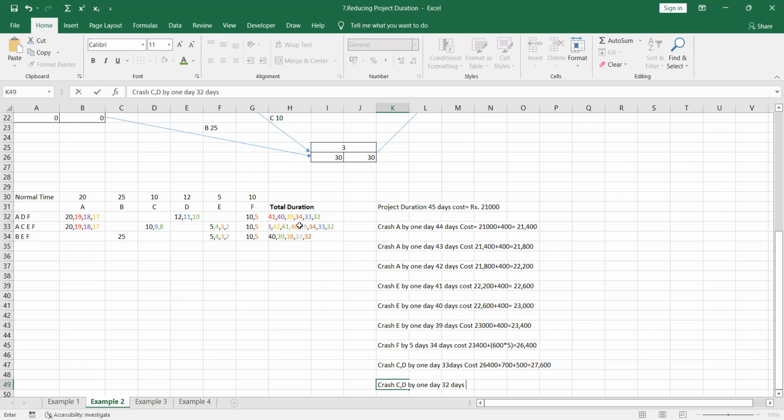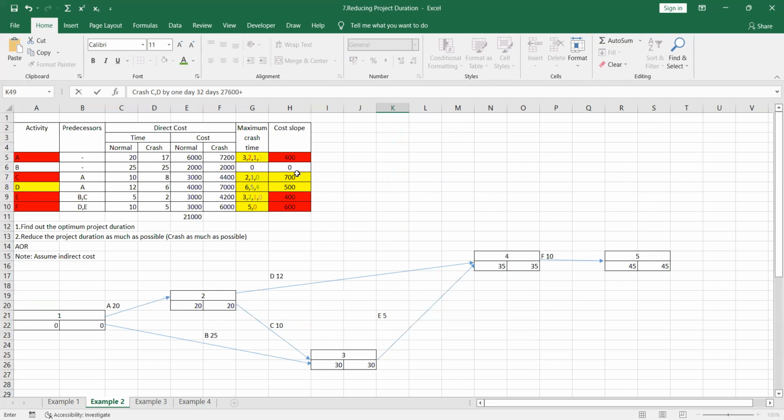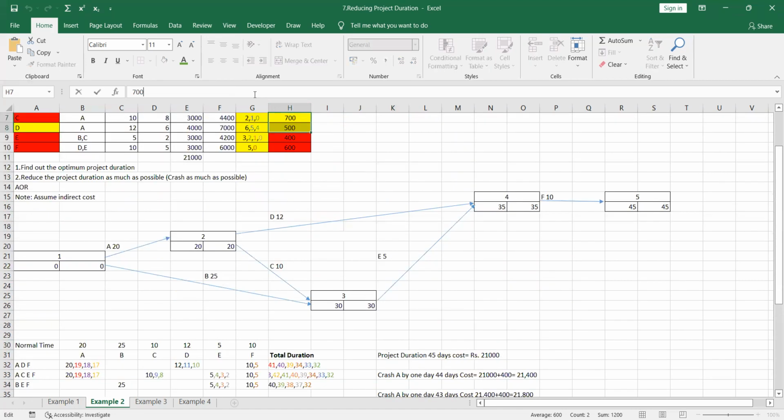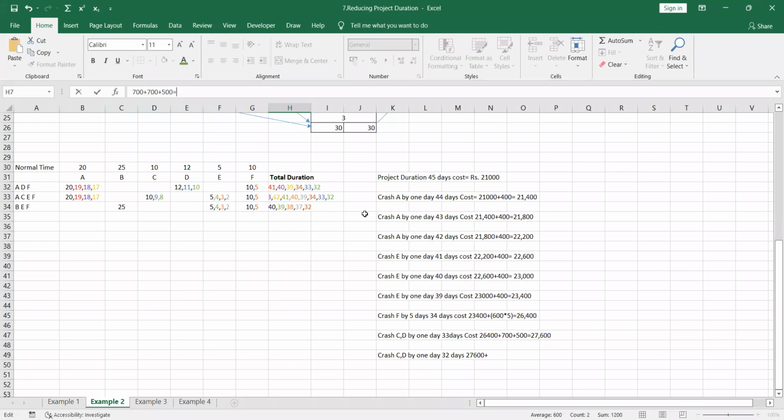Can you see all these three paths are now critical? So 32 days, and the previous cost is 27,600. For that 27,600, you have to add this 700 and 500. 700 plus 500 means you are getting 28,800.